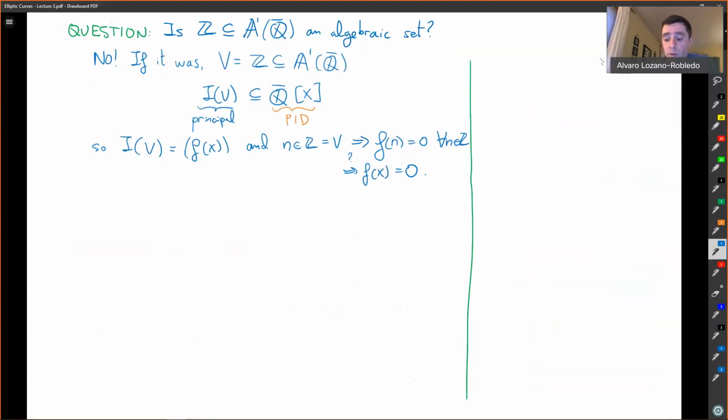Otherwise, you can also show that, well, if n is a root of a polynomial, then x minus n would divide that polynomial, and then you have all these infinitely many factors of x minus n dividing the polynomial, and that would be a contradiction. So f is the identically 0 polynomial. Let's see what is the algebraic set attached to the ideal 0. Well, every number in Q bar is a root of the 0 polynomial, so this actually corresponds to all of Q bar, which is not the integers. So we've reached a contradiction, and therefore Z, the integers, are not an algebraic set.